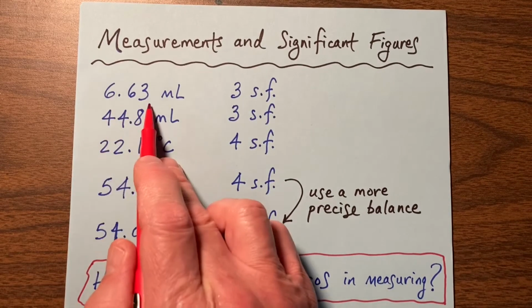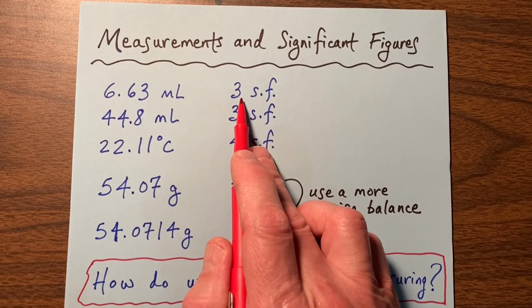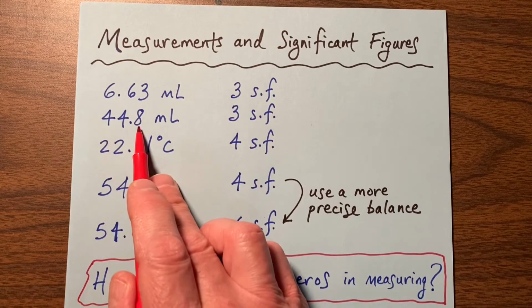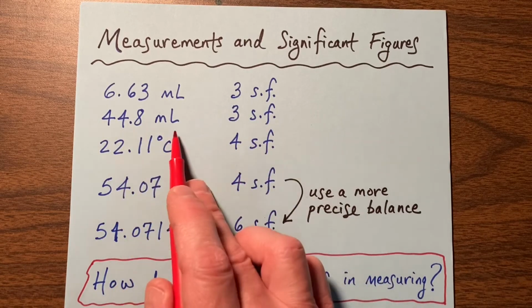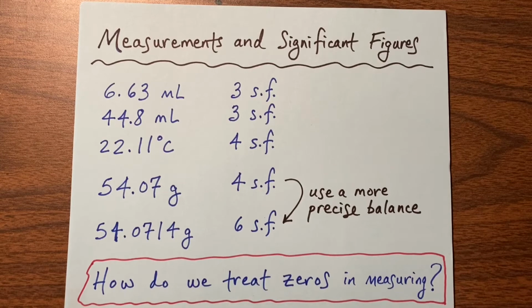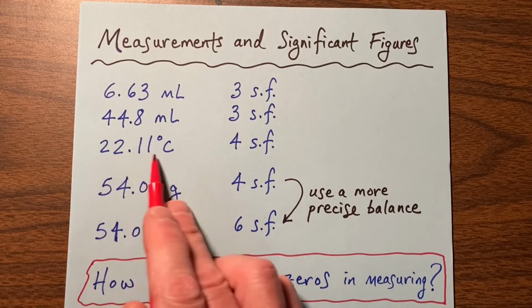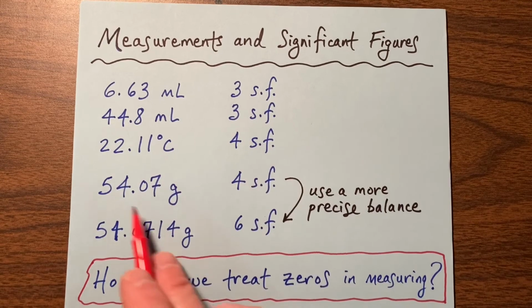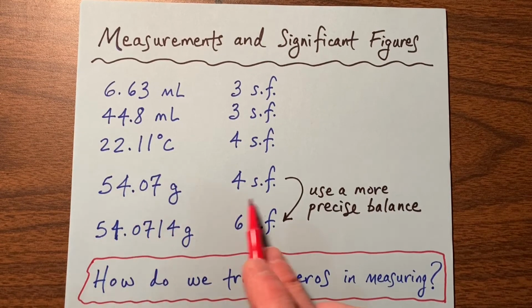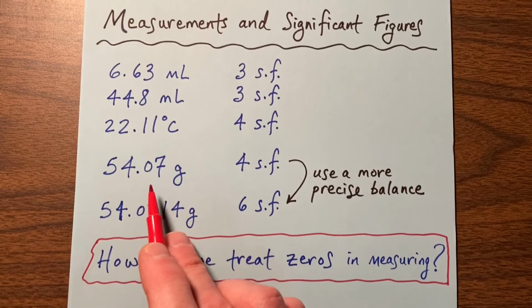So 6.63, they're all non-zero digits, so they all count in the measurement. 3 sig figs. 44.8 milliliters, 3 sig figs. And notice, on every measurement that we make, you have to have a unit. Otherwise, the number is simply meaningless. 22.11, they all count. 1, 2, 3, 4, 4 sig figs. 54.07, 4 sig figs. Now, that would be recorded on a balance like you used in lab.